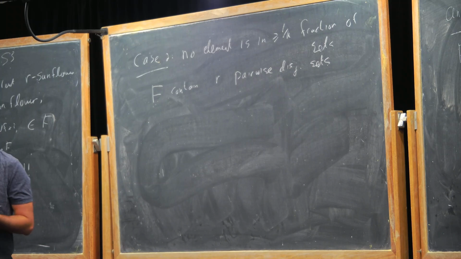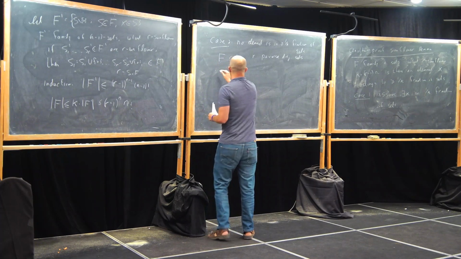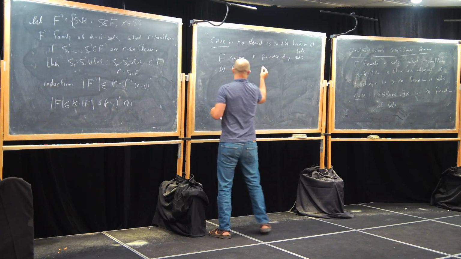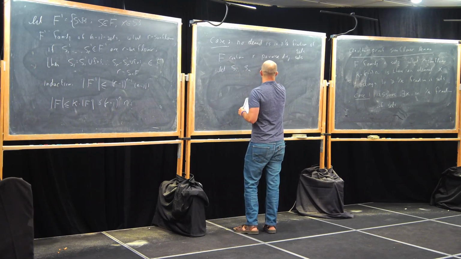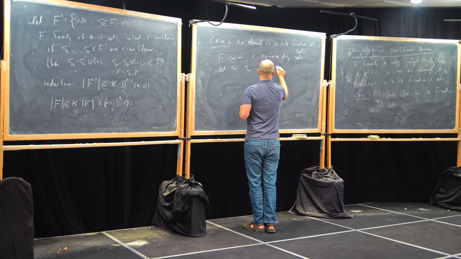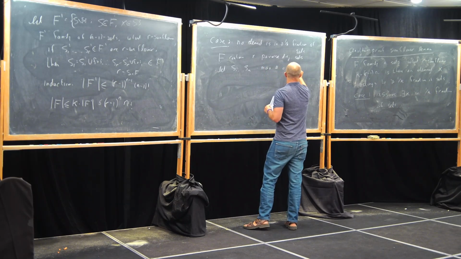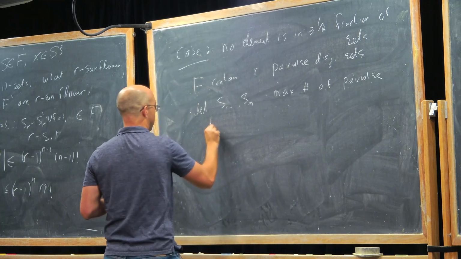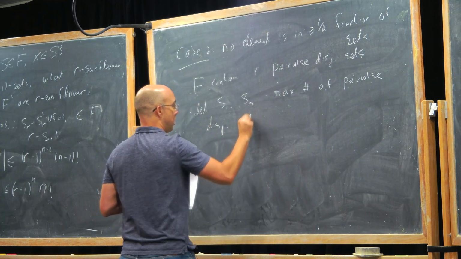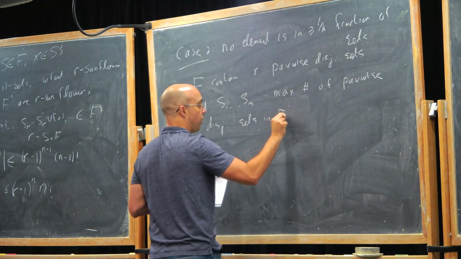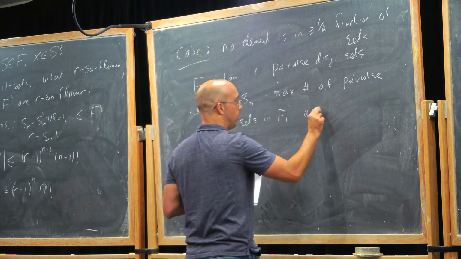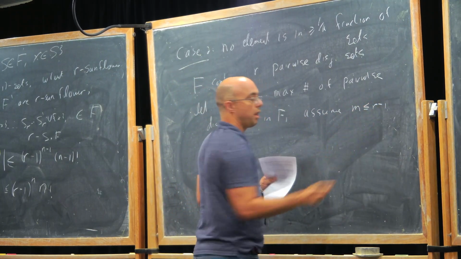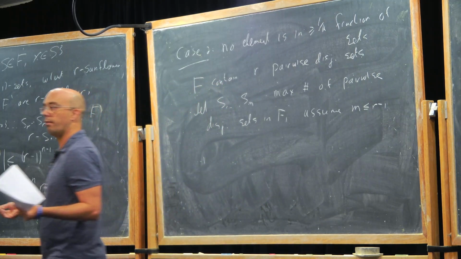So how do we prove it? We're just going to do counting, right? So let S1 up to Sm be a maximal number of pairwise disjoint sets in F. And let's assume that m is at most R minus 1. Otherwise, we're done. We found R disjoint sets.